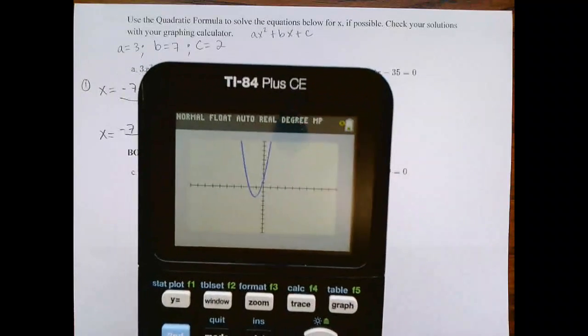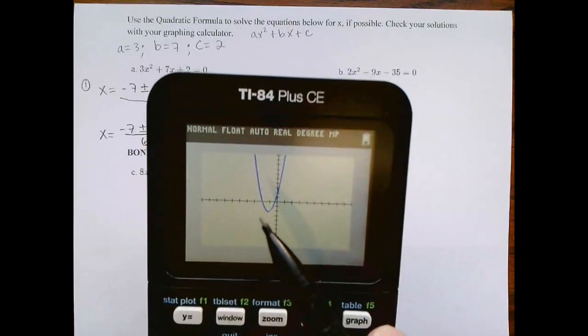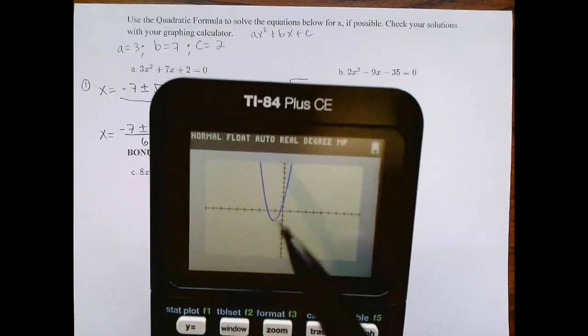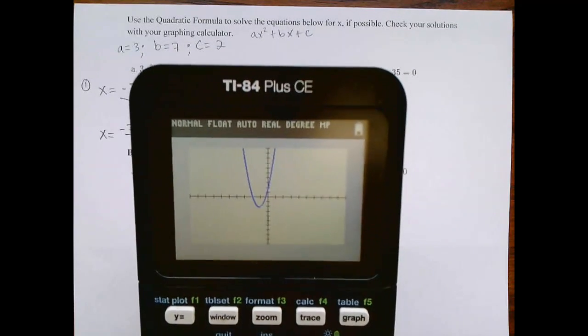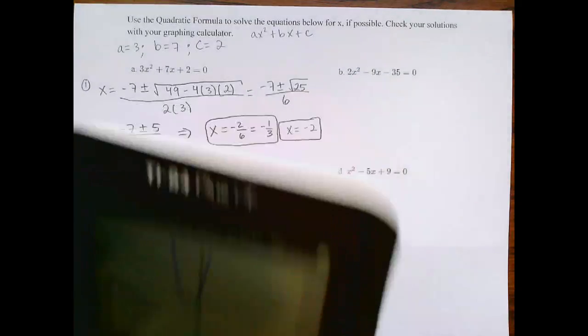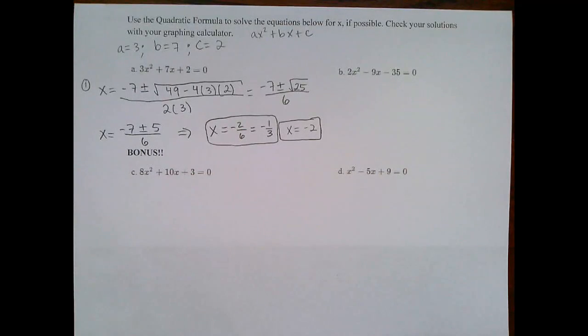If we look at the x-intercepts, it looks like -2 works. And it looks like -1/3 is somewhere between 0 and 1, closer to 0. It looks like the 2 solutions make sense. Again, we're finding x-intercepts when you're doing the quadratic formula. So that one will be done. How about b? Let's just dive right into it.